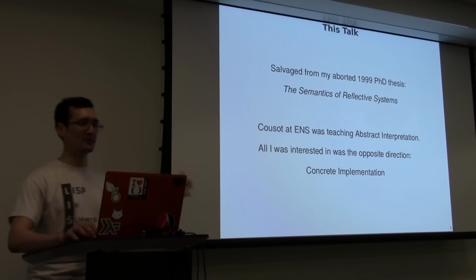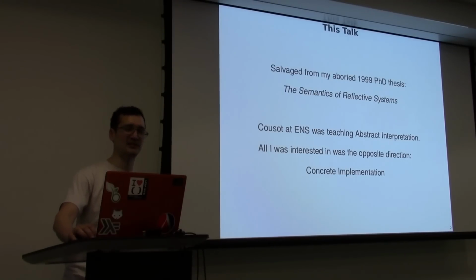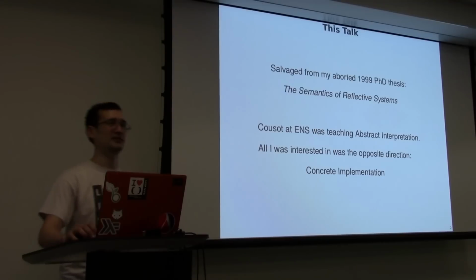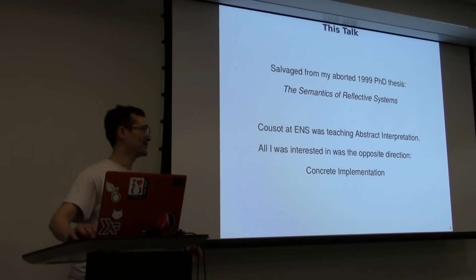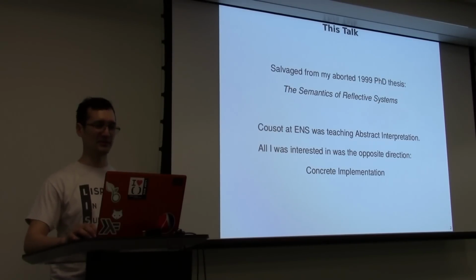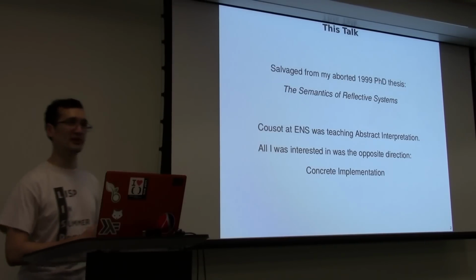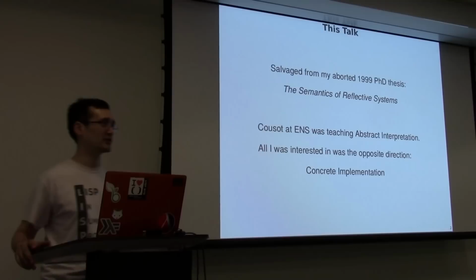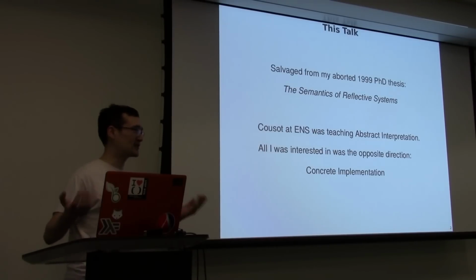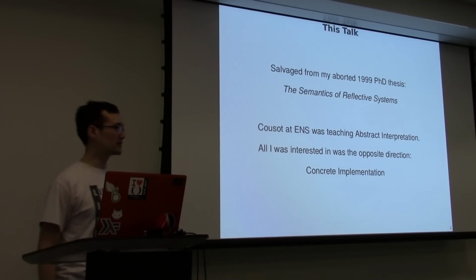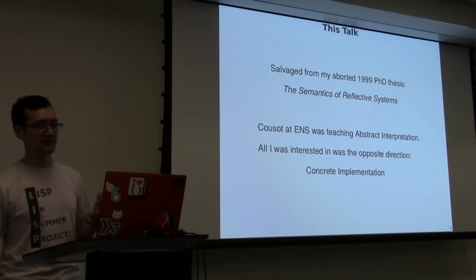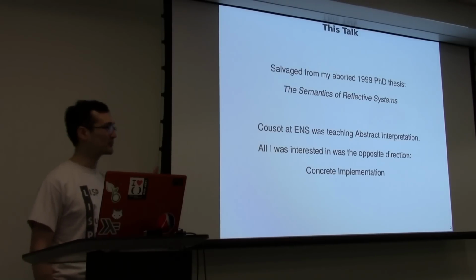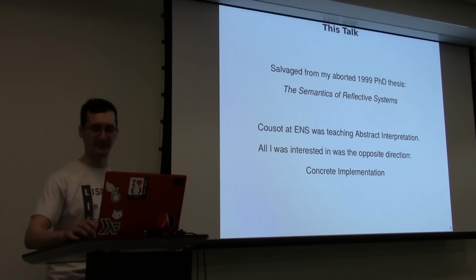So this talk is salvaged from my aborted 1999 PhD thesis, the title of which was The Semantics of Reflective Systems. And basically this is the hand-wavy part that is not completely hand-wavy that I'm going to tell you about. And at the time, Patrick Cousot, I don't know if you've heard of Patrick Cousot? No? Abstract interpretation guy, the guy who made abstract interpretation big, which is static type analysis done the right way. So he was teaching abstract interpretation at École Normale Supérieure, but all I was interested in was going the opposite direction, not abstract interpretation, but concrete implementation.